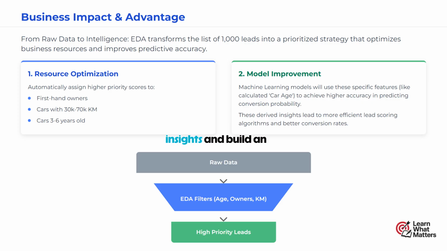So here's the power move. You take all these insights and build an automatic priority system. First-hand owners, top priority. Cars with 30K to 70K kilometers, priority. 3 to 6 years old, priority. Now your team only calls the high-value leads, and your machine learning models get way more accurate because they're learning from the right patterns. Think about this. You're literally saving money before you spend it. You're avoiding the bad leads instead of chasing them. That's not just smart, that's genius-level strategy. This is the difference between a data analyst who just makes charts and a data analyst who drives revenue.